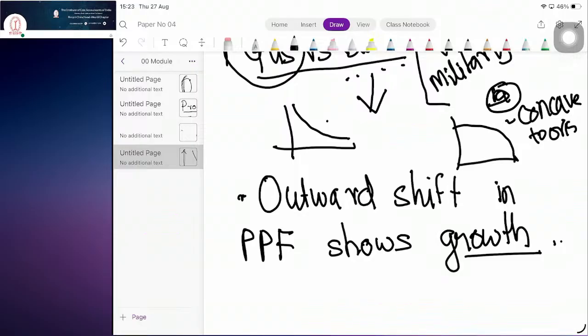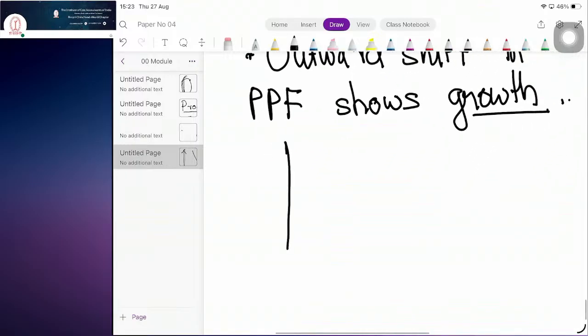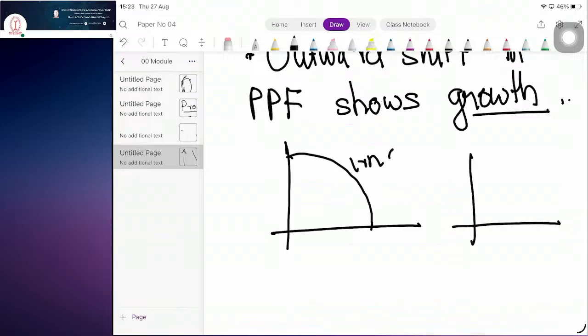ओके, लिनियर म्हणजे स्ट्रेट लाईन. आपण आतापर्यंत पीपीएफ जे ड्रॉ केले ते वर नॉट लिनियर. दिस इज नॉट अ लिनियर, दिस इज कॉन्केव. ओके, लिनियर वुड बी समथिंग लाइक दिस.